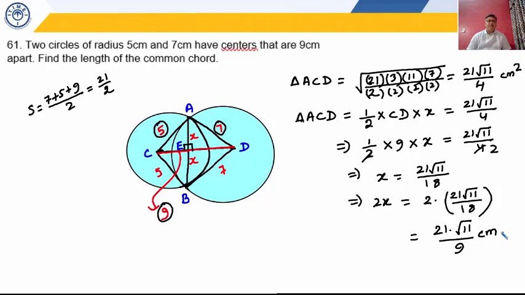I hope this is fine. Alright. I'm sure the first point is clear. We can calculate the area of the triangle from Heron's formula, and we can also express the area in terms of half into base into height. These must be equal, so we can calculate x. Once x is known, we can calculate 2x. So this is your answer. Such types of questions on the common chord can also be asked.